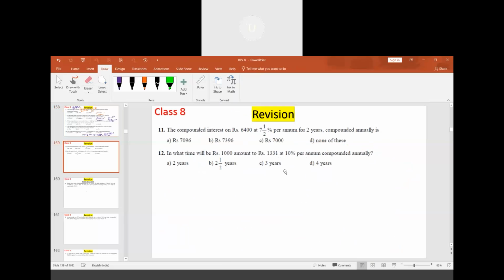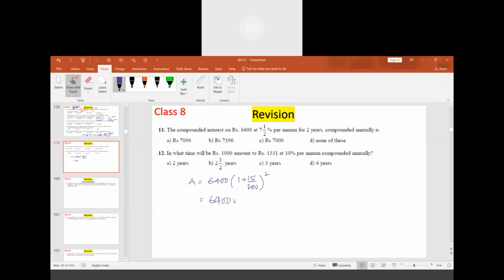The compound interest on rupees 6,400 at 7.5% per annum for 2 years compounded annually is. So we need to find the compound interest. First we shall find the amount. Amount will be equal to principal into 1 plus rate by 100, that is 15 by 2 into 100, which is 15 by 200, to the power 2.